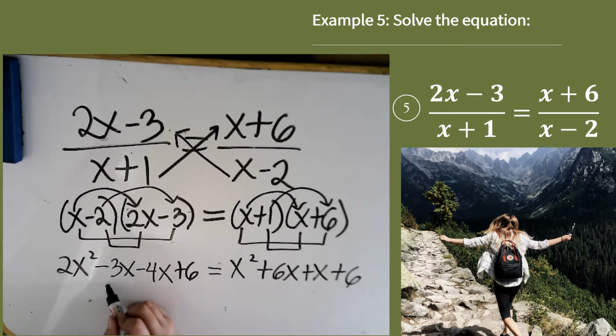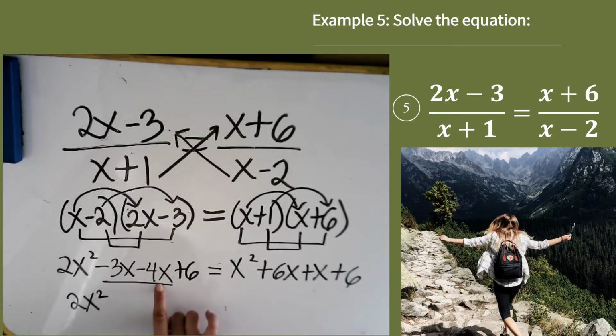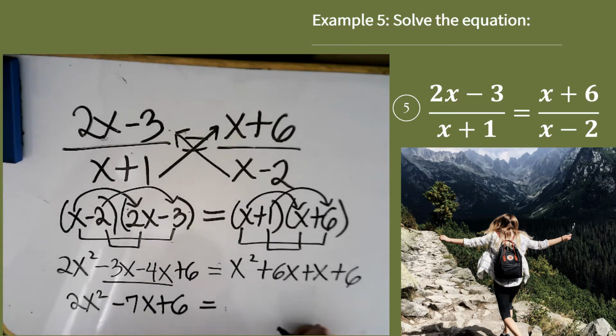So on the left side, we can combine negative 3x and negative 4x. So simply copy 2x squared. Then combining negative 3x and negative 4x will give us negative 7x. And then copy positive 6. On the right side, we can combine these two terms. So copy x squared. Then 6x plus x is equal to 7x. And then copy positive 6.